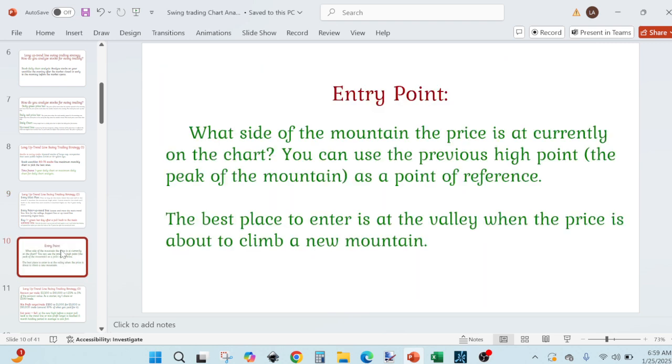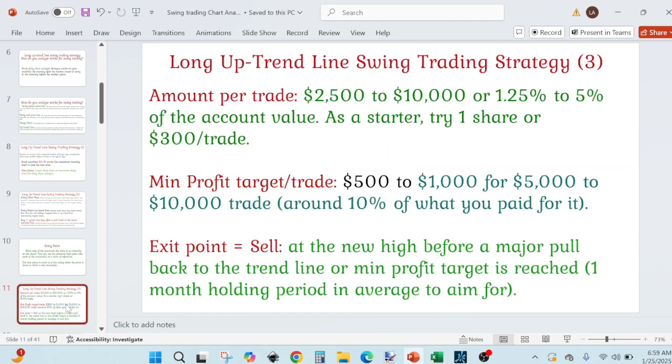It might take a while to pull back there, and then you decide the profit margin that you'd like to have to sell. It could be when you reach a new high, it could be 10%, or it could be a fixed dollar amount you sell at as well. But you can decide based on each trade, because each stock behaves differently. Even if you buy one share, that's okay.